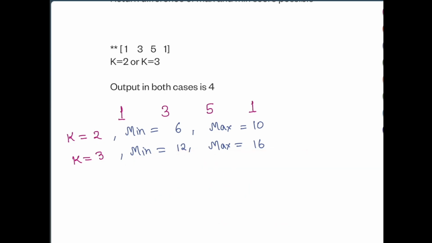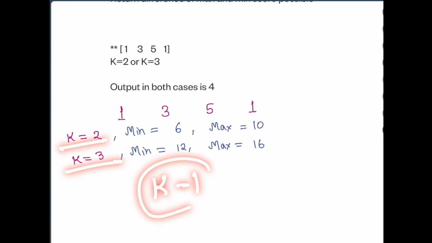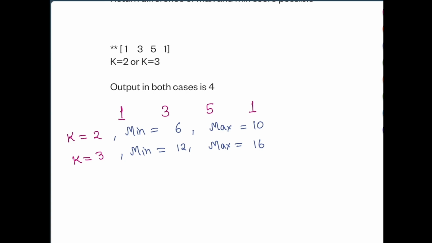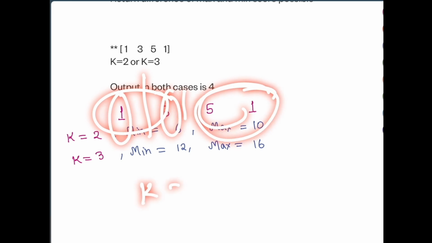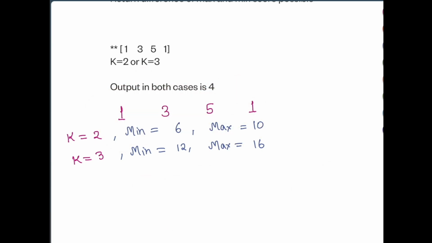So what we notice right now is, if the value of k is 2 or whatever the value of k is, we need to find k minus 1 separation points, right? And if you find k minus 1 separation points, then you can create k subarrays, right? 1 separation point, 2 subarrays; 2 separation points, 3 subarrays. So k is equal to 2 or whatever the value is, k minus 1 separation points, k subarrays. That is, you can fill k bags.